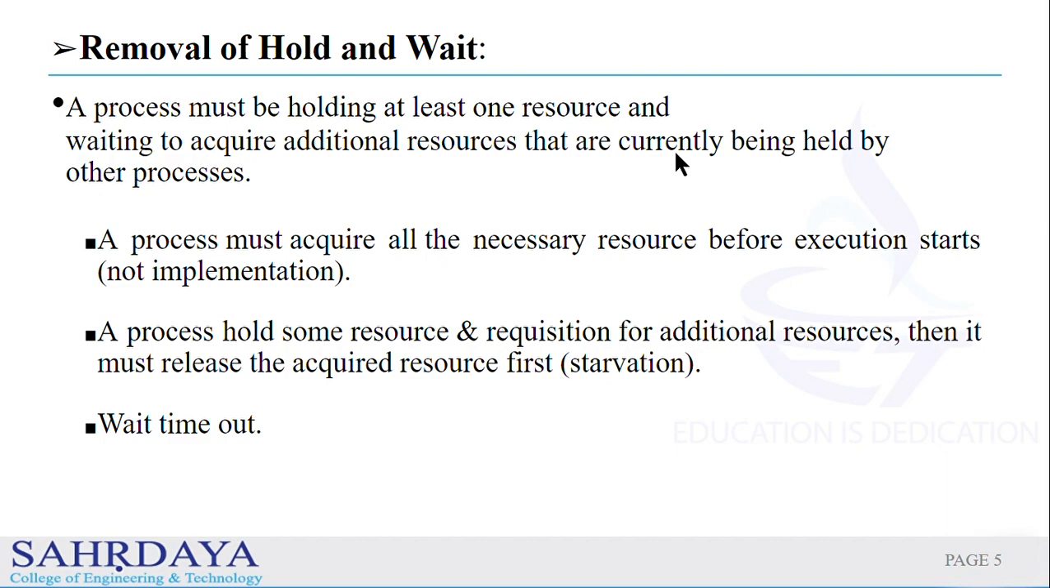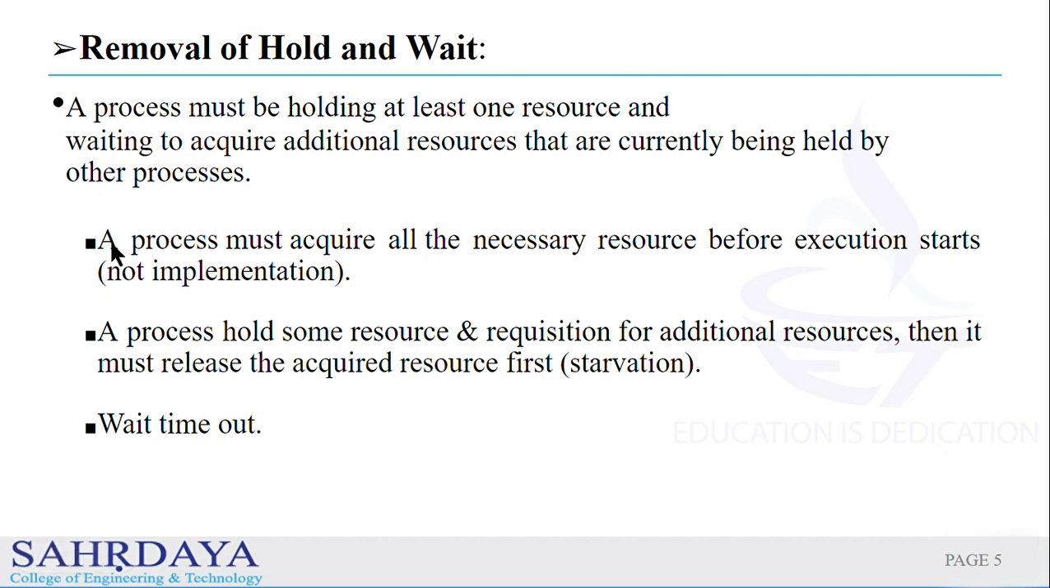A process is holding some resources and requesting another resource, or you can say waiting for some other resources. Fine, that is hold and wait. So you have to make sure that when a process is requesting some resources, that process is not holding any resources. Now, how do we ensure that? There are three methods.